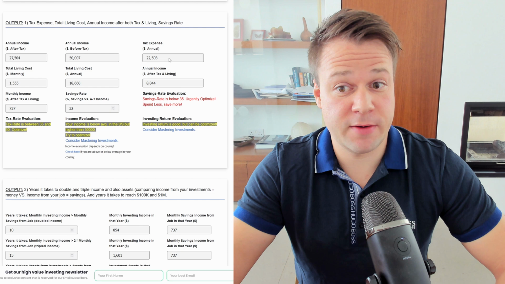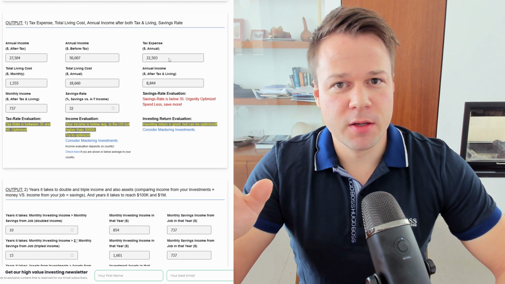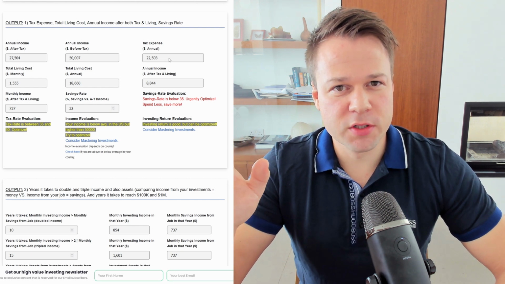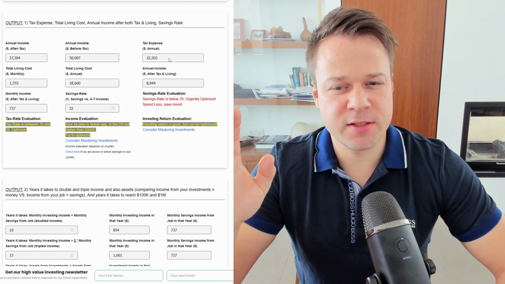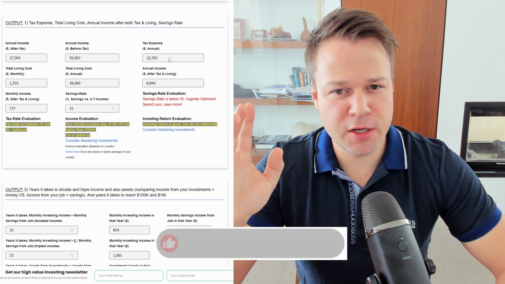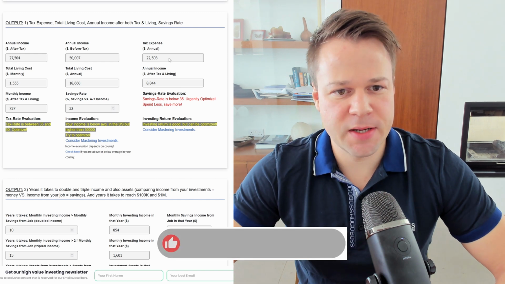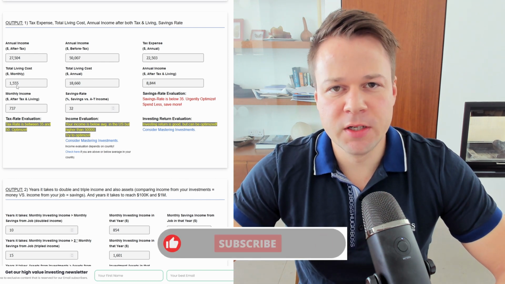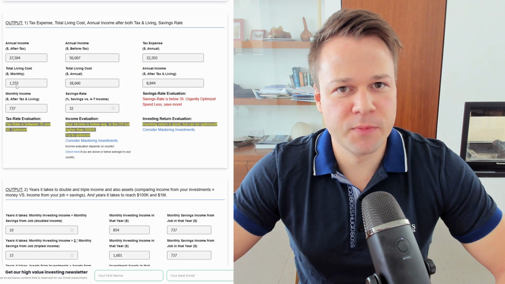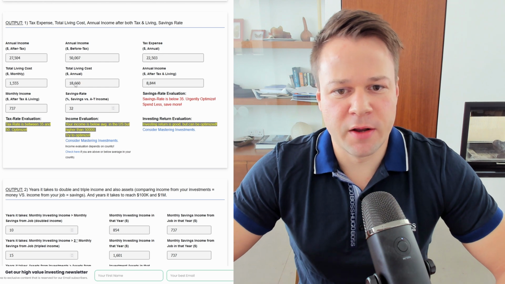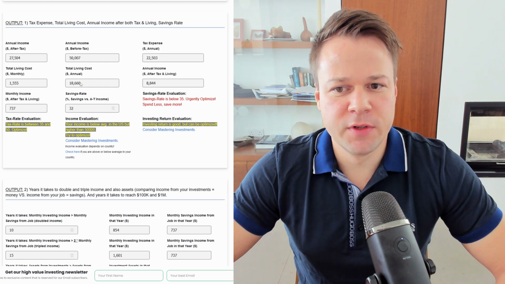So this is a cost that you have, and that's why rich people, of course, will optimize these numbers, especially the tax expense, very carefully, because they know it's a large expense. Then you see also your total living cost per month. This number is just the sum of all the single living costs that you plugged in. Then you have an annualized number for the living cost.